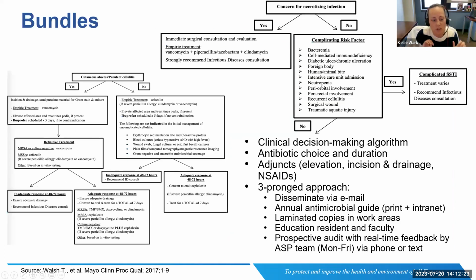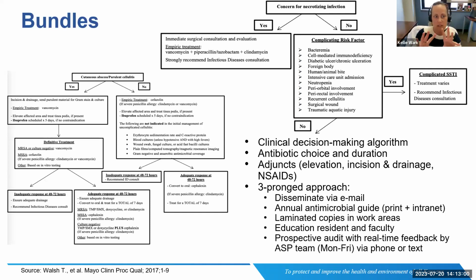So here, this is a really complicated algorithm from this example where they incorporated the guidelines. They incorporated some other adjuncts, things like making sure that people had elevation, or alternatives like NSAIDs for pain control. It did incorporate, as part of their guideline and algorithm, the antibiotic choice and duration. And then this bundle that they did, they put this example right here with this algorithm.